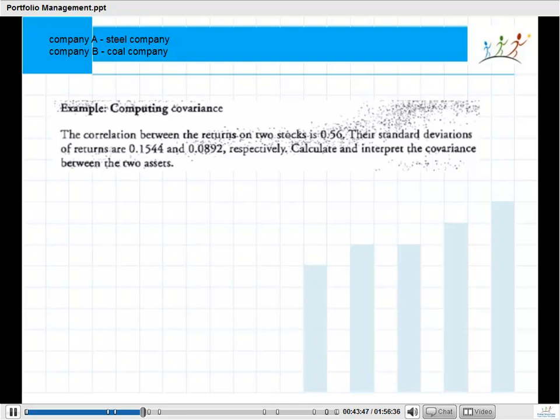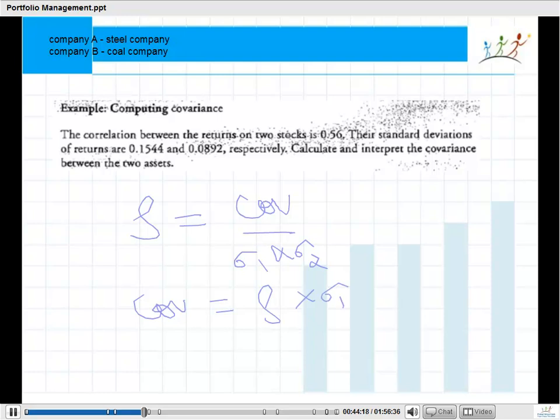The correlation between the returns on two stocks is 0.56. Their standard deviations of returns are 15.44% and 8.92%. Calculate and interpret the covariance between the two assets. Correlation is equal to covariance upon sigma 1 into sigma 2. So covariance will be given as correlation into sigma 1 into sigma 2.